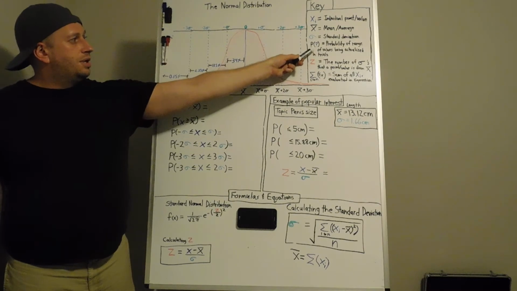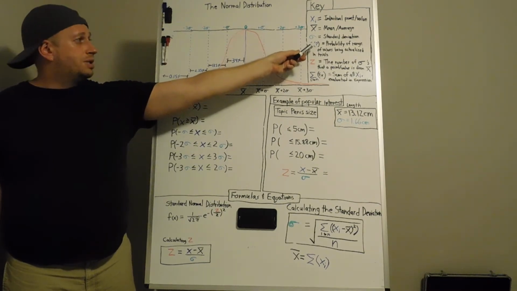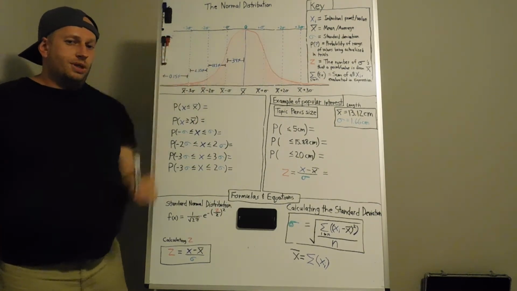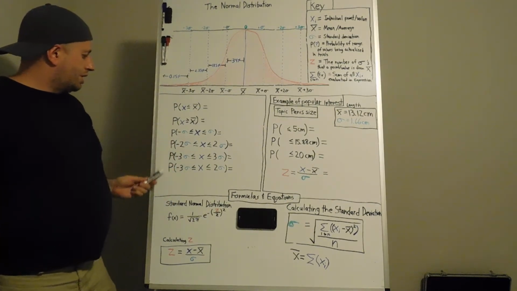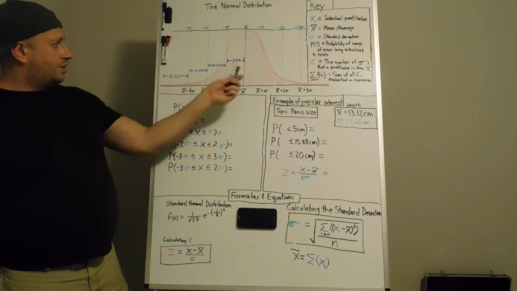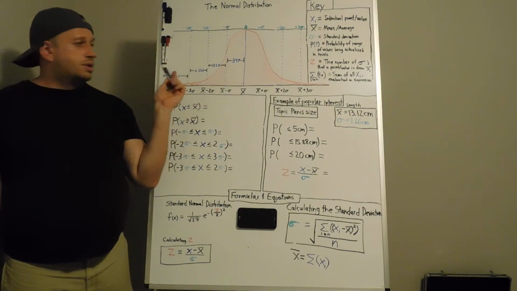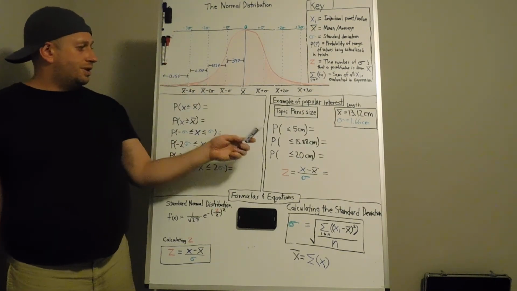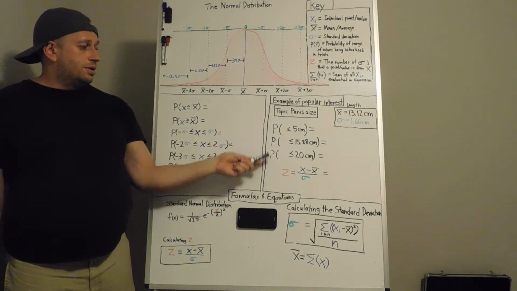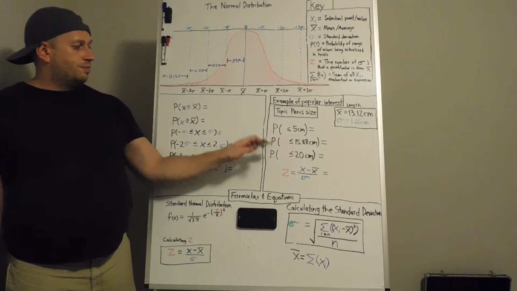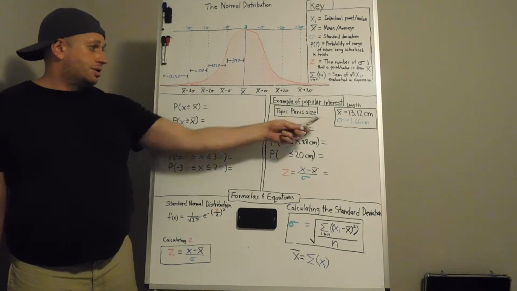Whenever you see a P with something inside of the parentheses, that's the probability of something. So we do this here as exercises to understand how the normal distribution works and how it's laid out and how it's mapped, and then also give an example here of how to determine the percentile rank of certain sizes, or in this case lengths.